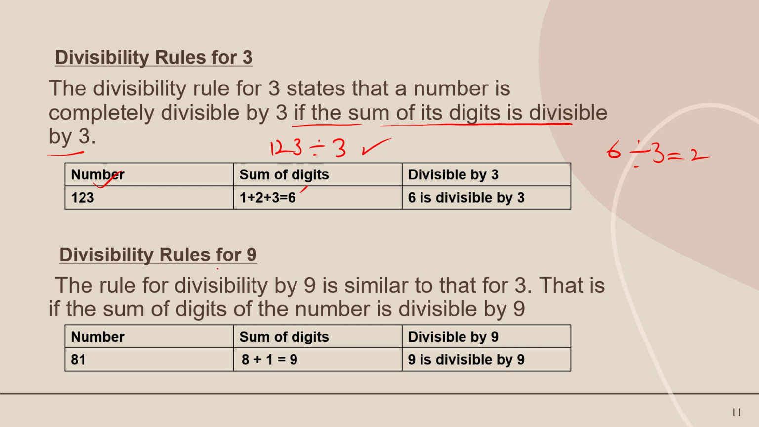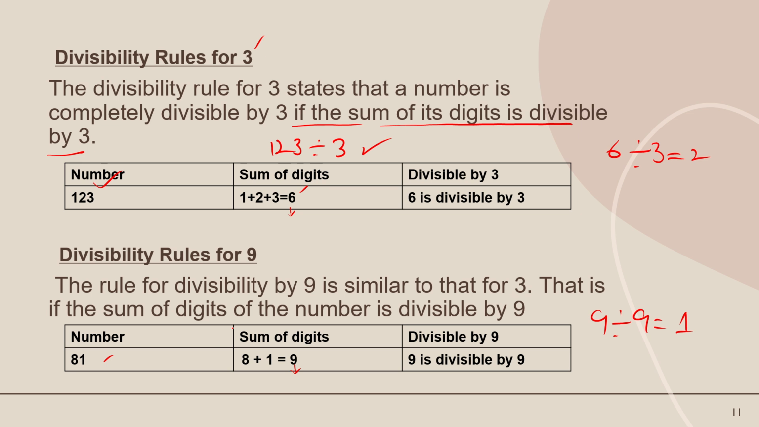Now for divisibility by 9, the sum of the digits of the number should be divisible by 9. As with 3, take the sum of the digits. For 9, the sum should be completely divisible by 9. For example, 81: take the sum, which is equal to 9. As you can see, 9 is completely divisible by 9.